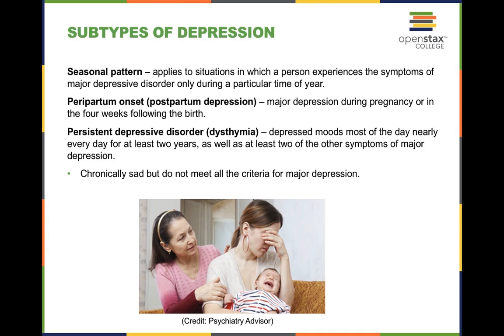Next is peripartum onset or postpartum depression. This is whenever individuals will experience major depression during pregnancy or in the first 4 weeks following the birth, more specifically. Persistent depressive disorder. This is whenever individuals have a depressed mood for most of the day, nearly every day, for at least 2 years, as well as at least 2 of the other symptoms of major depression. The key marked difference between dysthymia and major depressive disorder is that these individuals are chronically sad, but they do not meet all the criteria for major depression.